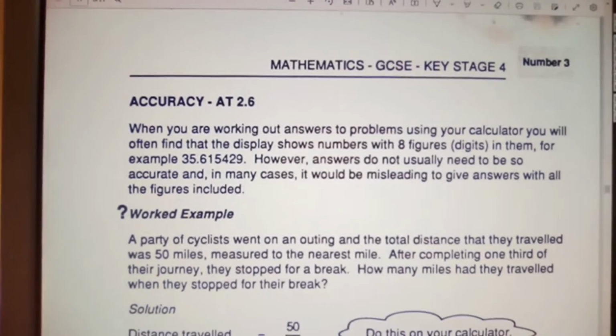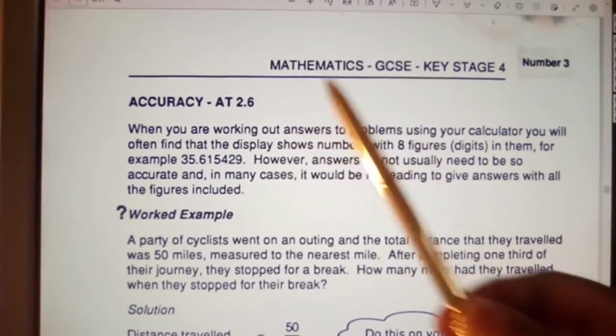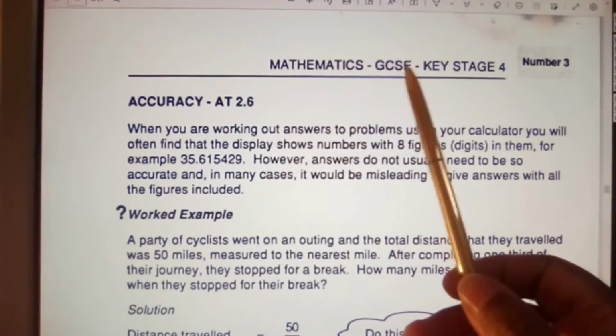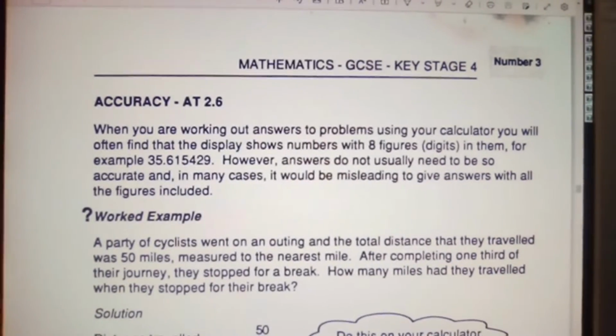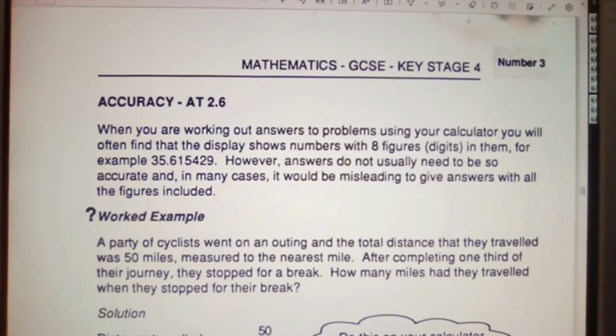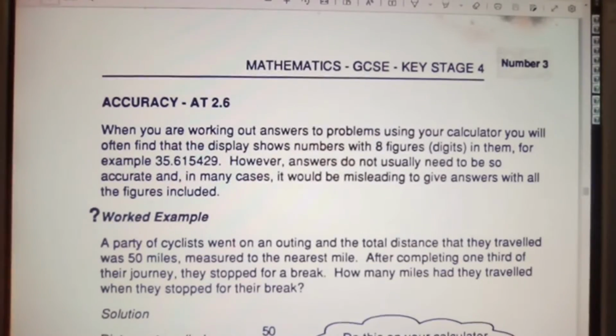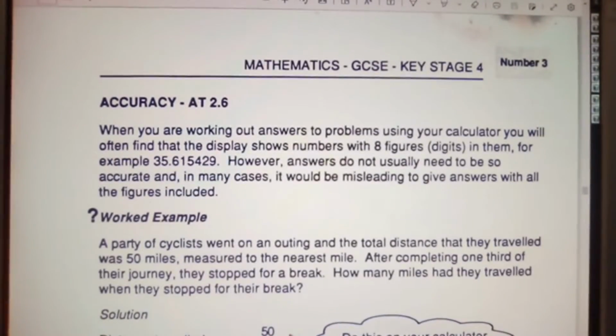Okay, welcome back. This is now session 16, and I repeat, session 16 in regards to mathematics GCSE Key Stage 4. Now, you need mathematics if you're going to be an electrician or training to be an electrician. There's no way around that, okay? Now, what I want to look at is accuracy. And one of the things that we need to consider in regards to mathematics is how accurate our answer needs to be.